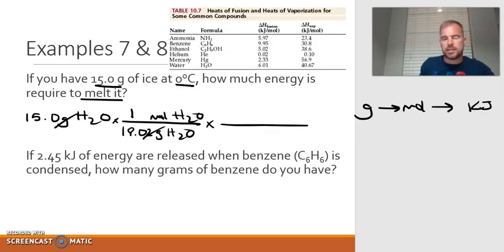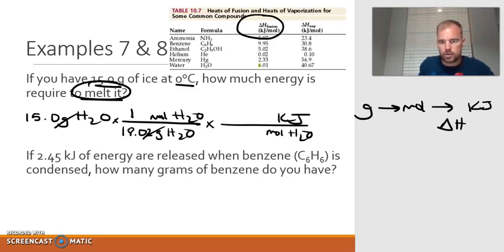And then this is where I go from moles of water to my energy. Now, this is where I'm going to use my delta H. I just have to figure out what delta H I need to use. Well, we're melting, so that's going to be my heat of fusion. And specifically, let's find water. It's 6.01. So for every 1 mole of water that I have, it will take positive 6.01 kilojoules to melt it. So the moles will cancel, and now I'm going to be in kilojoules.